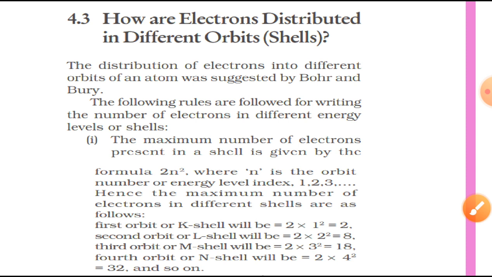Now just look at the bottom. Here you can see for the M shell, which is the third shell, the value of n is going to be 3 and the maximum electrons are 18. Similarly, for the fourth orbit or fourth shell, which is N, the value of n is going to be 4, and when you solve it, you will get 32 as the maximum number of electrons which can be placed in the N shell.